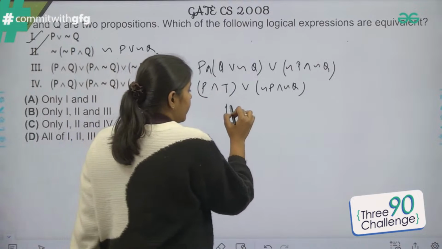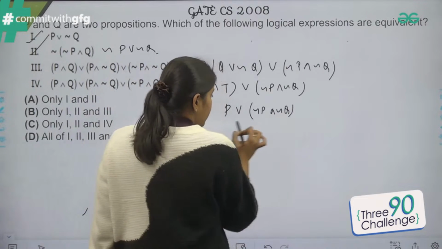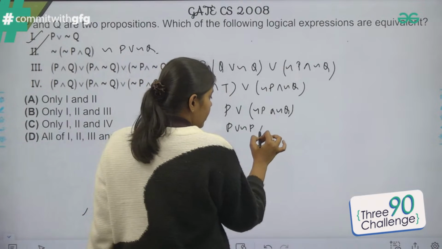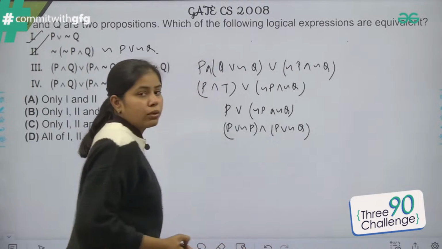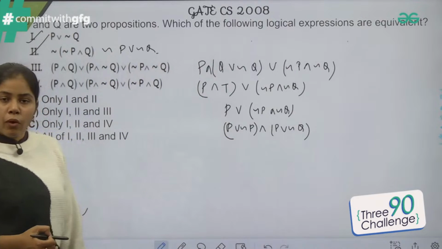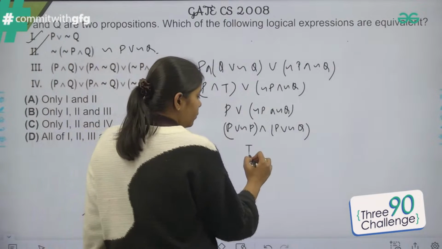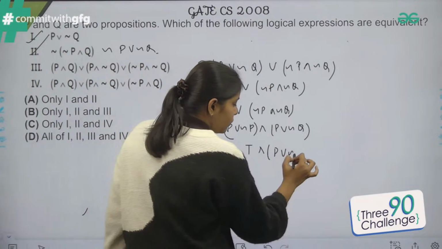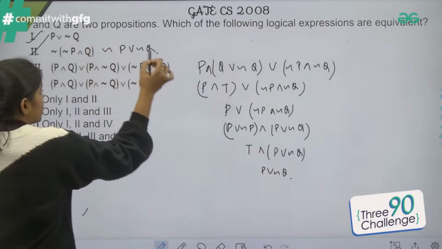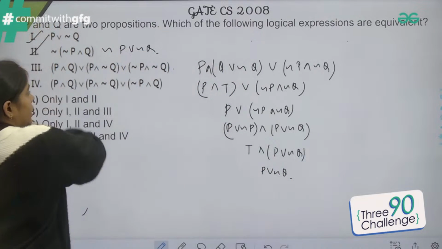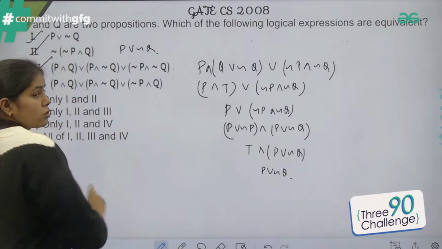So it would become P or (negation P and negation Q). I'll write it as (P or negation P) and (P or negation Q). I'll use the distributive law. P or negation P is always true, and true and (P or negation Q) would be P or negation Q. This is equivalent to P or negation Q. So the third is also equivalent.